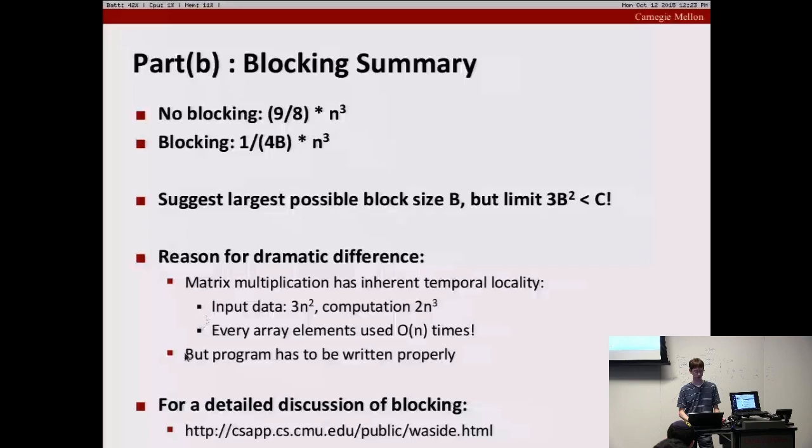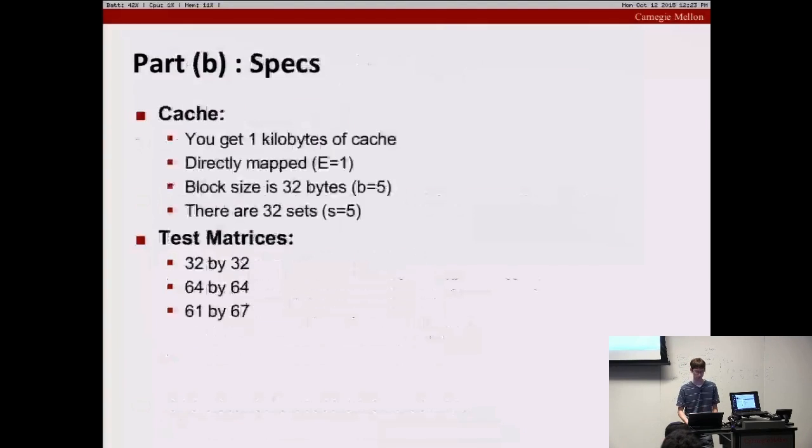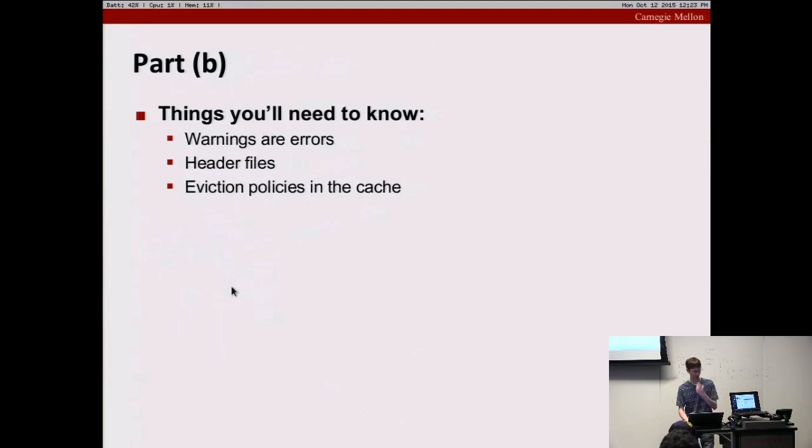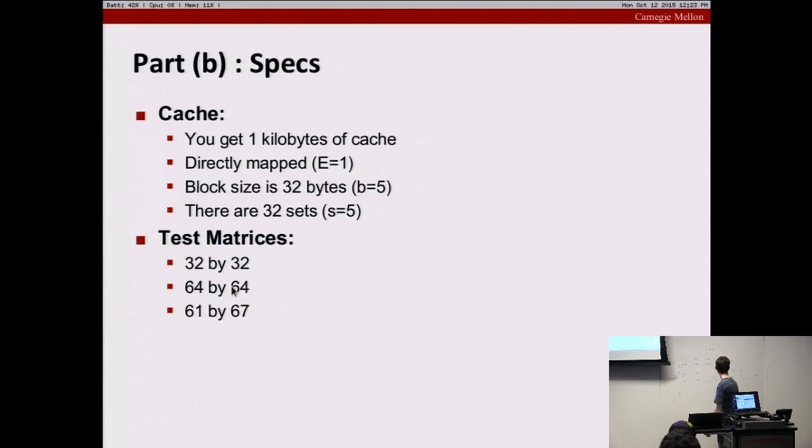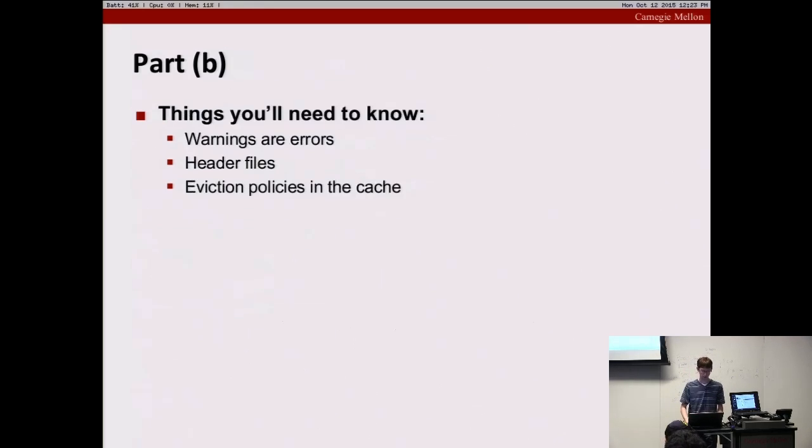But of course, it mattered that we wrote the program well. This isn't something that we got for free. We didn't get this more efficient way of doing it unless we actually thought about cache performance when we wrote the program. So for part B, you'll get a particular cache specified here, and you have these 3 different sizes of matrices that you have to transpose. You should go through the same reasoning of figuring out the best way to traverse these matrices, so that you block them up, and whatever other strategies you have to get good cache performance.